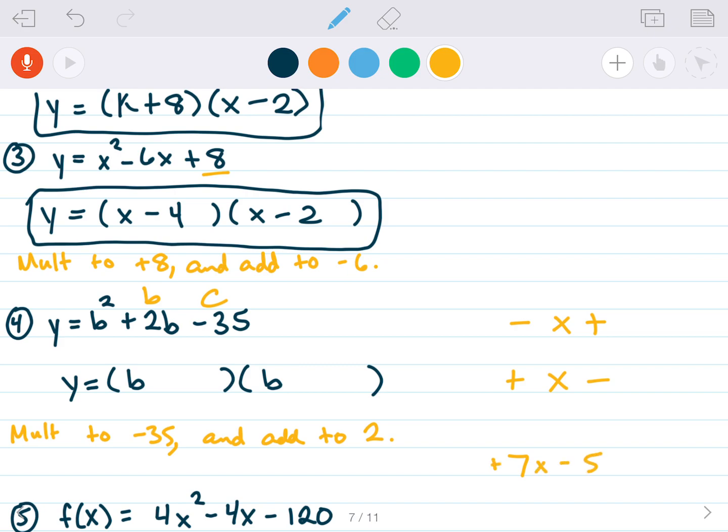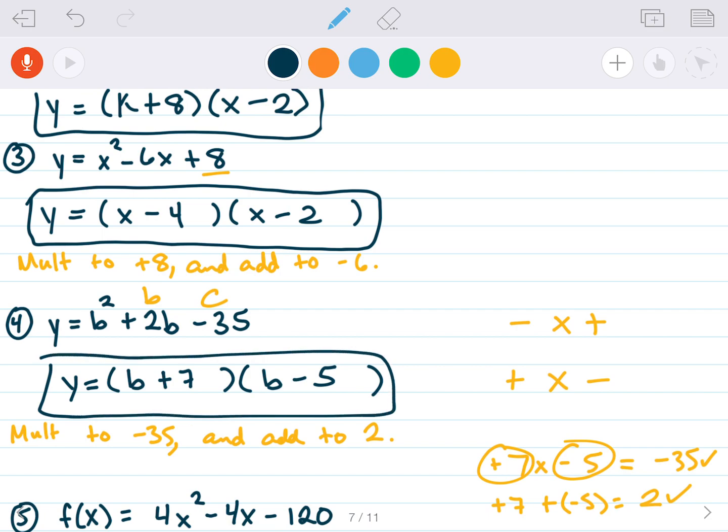When I multiply these, I do get a negative 35. That checks out. And also a positive 7 plus a negative 5 is going to be positive 2. That checks out. So our missing numbers are positive 7 and negative 5. And so we're going to have b plus 7 times b minus 5. And again, you can FOIL to make sure that's correct. And that's our answer here.